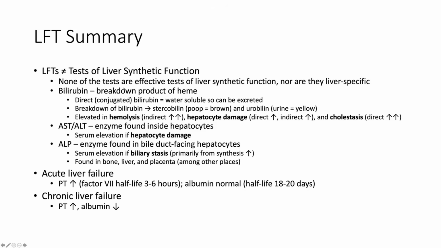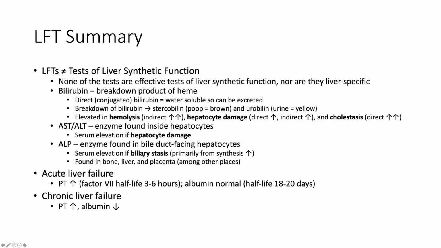So bilirubin, as a reminder, is a breakdown product of heme. Direct is conjugated, indirect is unconjugated, right? It explains a lot of things like the color of poop and pee, also the color of bruises and other things. AST and ALT are enzymes found within hepatocytes that are mainly released if you have hepatocyte damage or death. So that's the main reason why AST and ALT are elevated. Alk-Phos is elevated mainly because of an increase in synthesis, right?